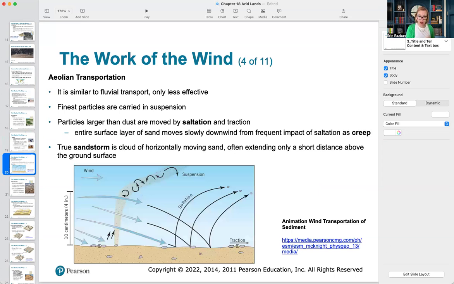Aeolian transportation. So wind transports material similarly to water, but with important differences. Unlike water, which can move large objects, wind primarily moves smaller particles through three mechanisms. The first is suspension, which carries the finest dust particles high into the atmosphere. The second is saltation. This bounces sand-sized particles along the surface. And the third is surface creep, and this rolls larger particles along the ground.